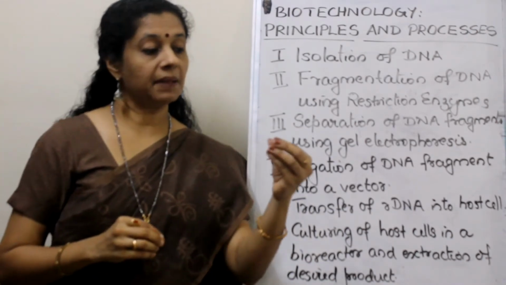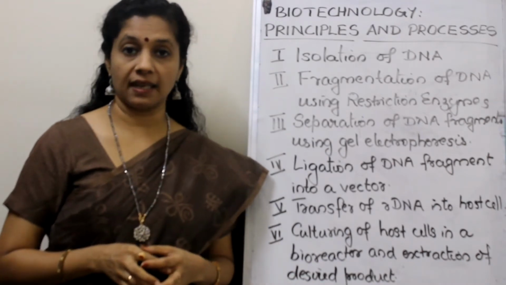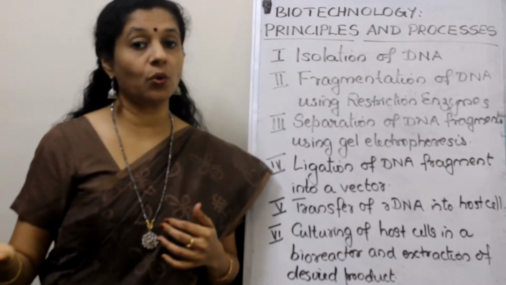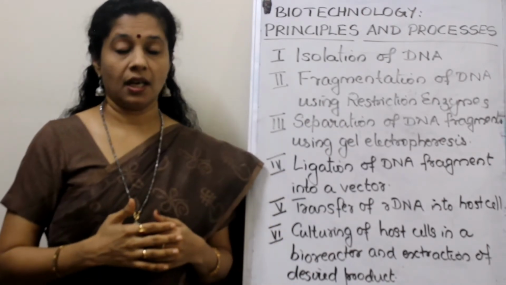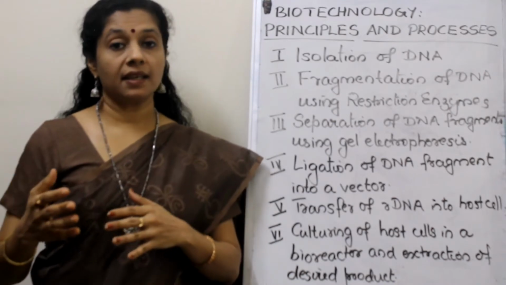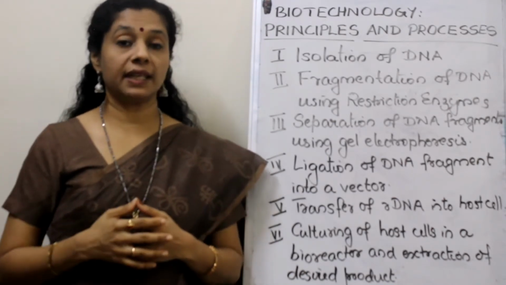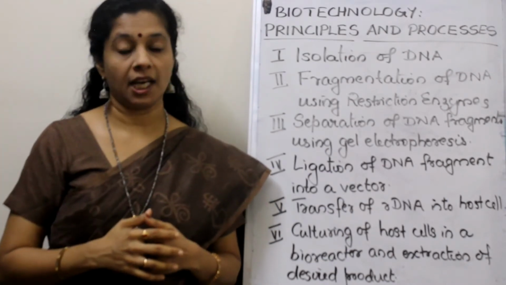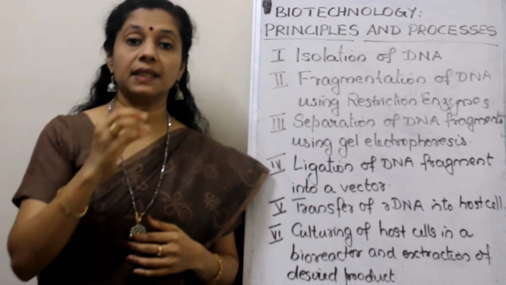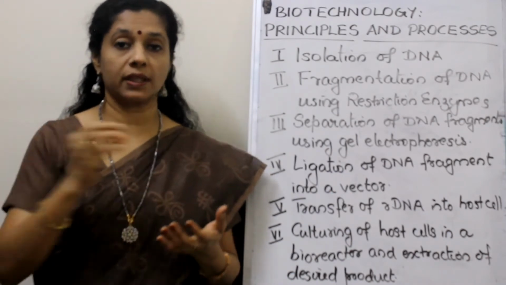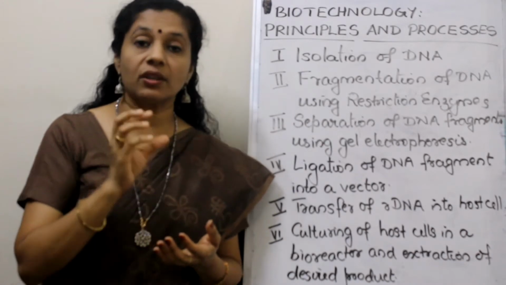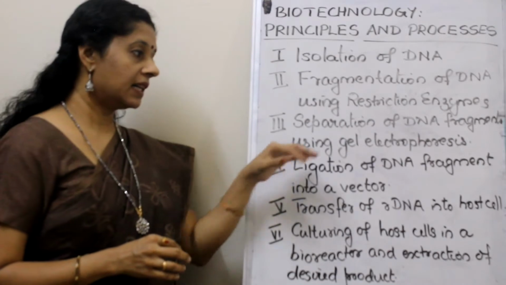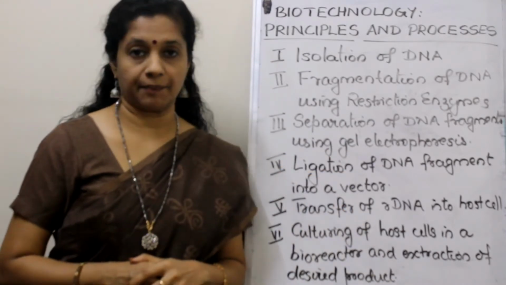Simply we cannot put this DNA into a host cell, because our idea is to multiply this DNA or gene inside the new organism and produce the product. If we are simply giving it, it may not get incorporated into the DNA and it will be digested or destroyed by the host organism. So we need a vector to transfer this from one organism to the other; the desired gene we have to give to a vector. The vector will give it to the host organism. So ligation of this DNA fragment into a vector is the next step.